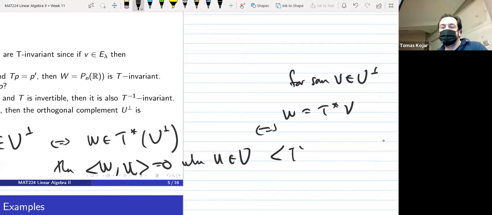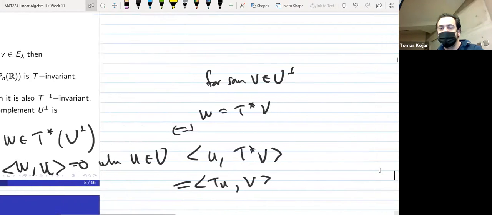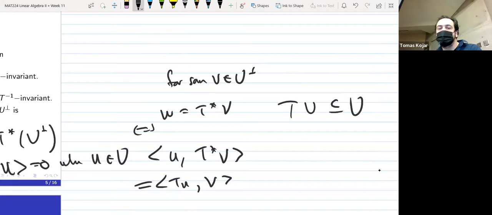So you have the inner product of T star V and U. Let me do it the other way: U and T star V. And then what do you do? But then I know that TU is inside U, so how can I finish from here to get 0? Just to see if you follow the implications. Yeah. Okay, so because TU is in U and V is in U perp.